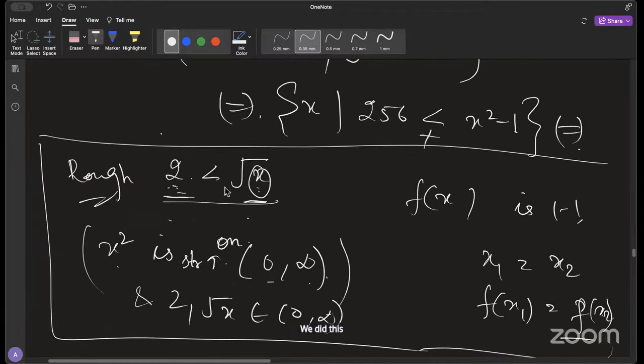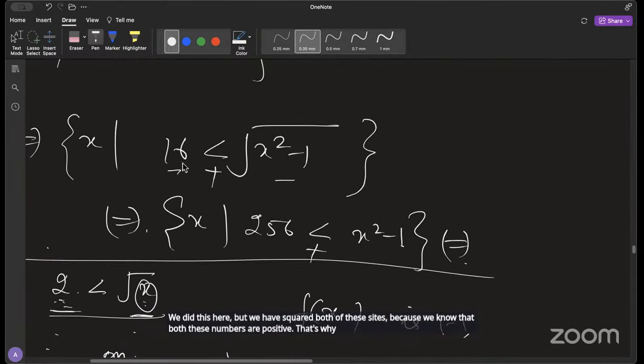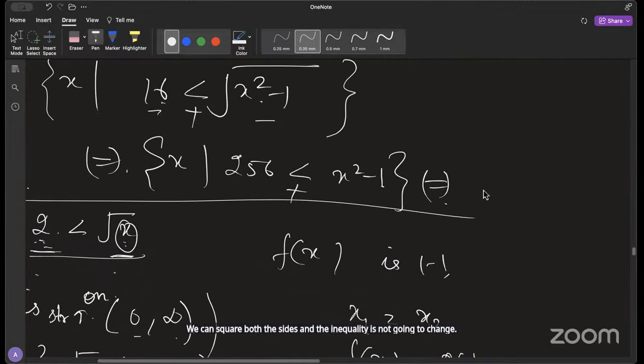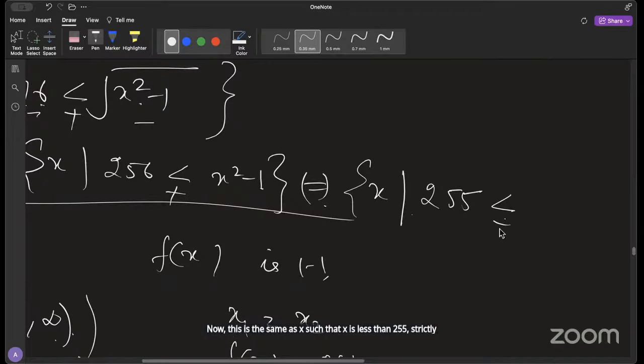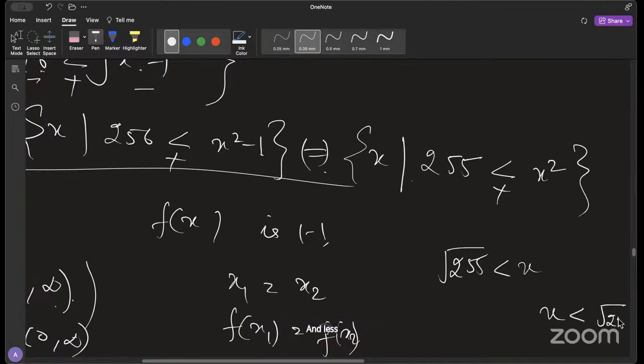We did this here, but we have squared both of these sides because we know that both these numbers are positive. That's why we can square both the sides and the inequality is not going to change. Now this is the same as x square strictly greater than 255. That means x is greater than square root of 255 and less than square root of 255 with a negative sign.